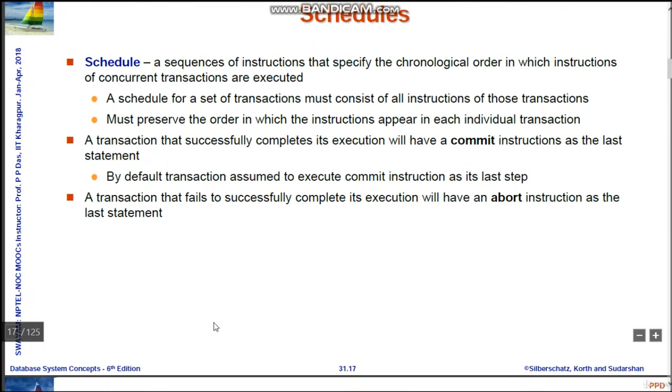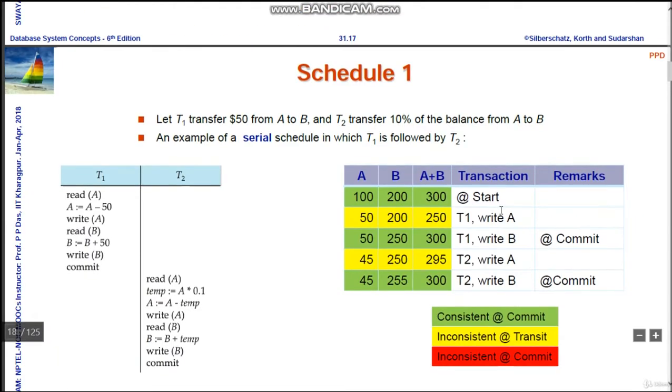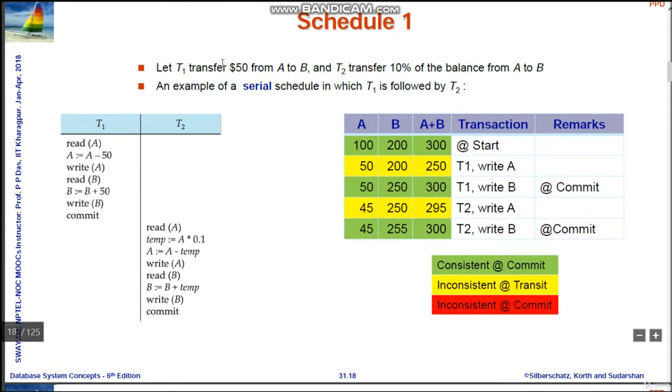Okay guys, a transaction that fails to successfully complete its execution will have an abort instruction as its last statement. We have discussed in the previous video what abort is. Okay, now let us look at an example of schedule 1. T1 transfers $50 from A to B, and T2 transfers 10% of the balance from A to B.